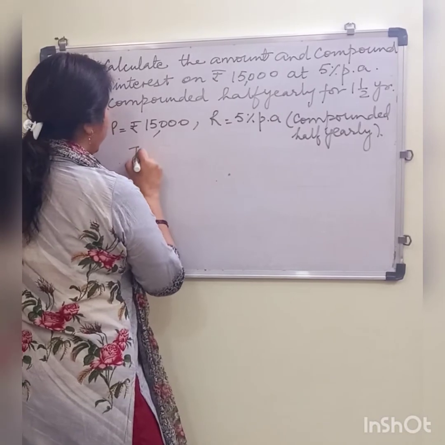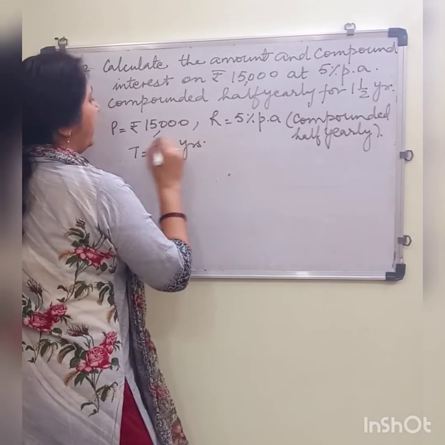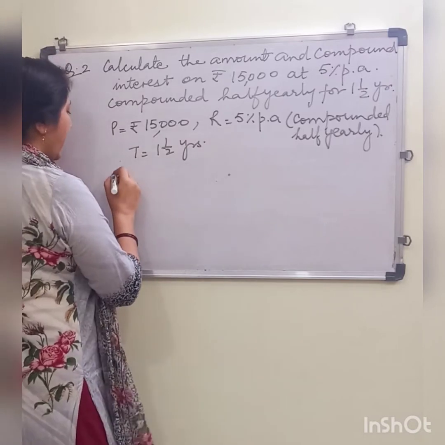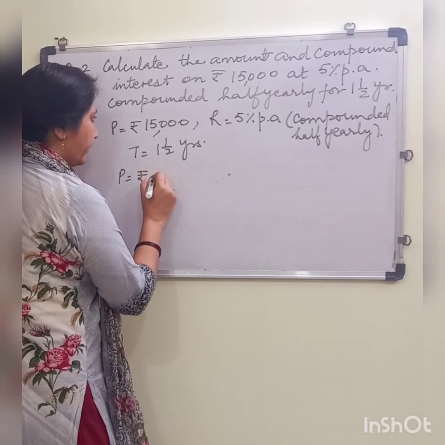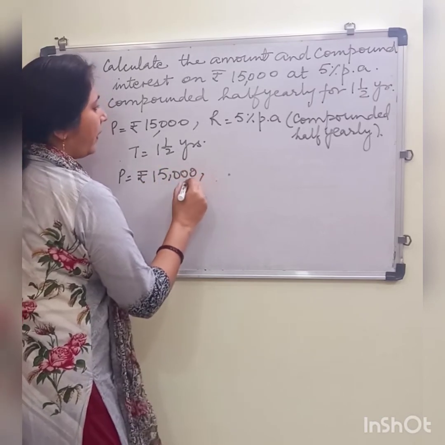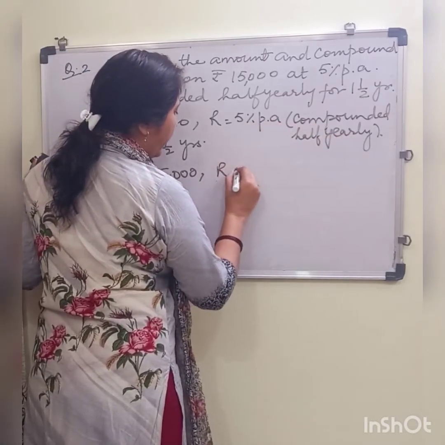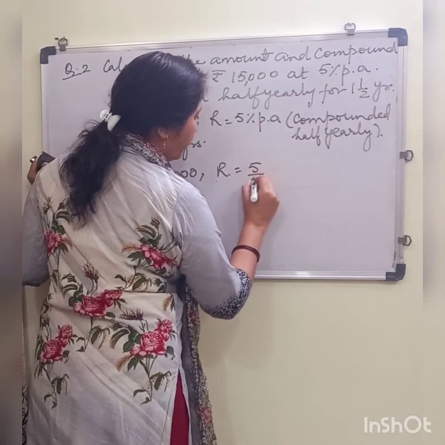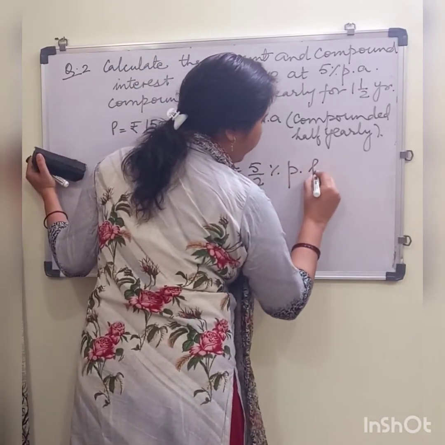And time is 1.5 years. Now let us convert as per our need. Principal remains, children, as it is. Rate is compounded half yearly, so we divide it by 2. That is 5/2% per half yearly.